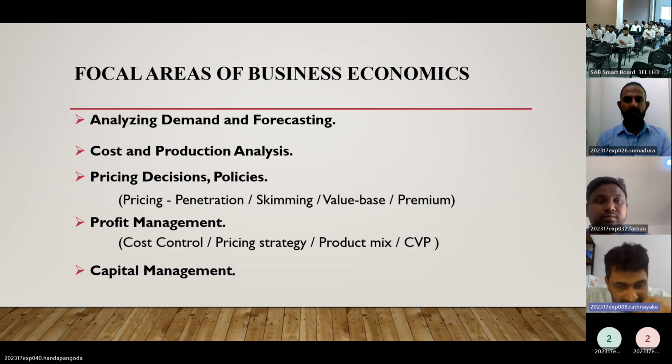Then the last one is capital management. This is addressing capital investment challenges with focus on cost reduction and efficient allocation. It involves cost analysis, cost reduction techniques, cost allocation for pricing decisions, and recognizing primary cost drivers for cost saving efforts. And these are the major focal areas of business economics. Then my colleague Sumudra will continue with the business model for focal areas. Sumudra.